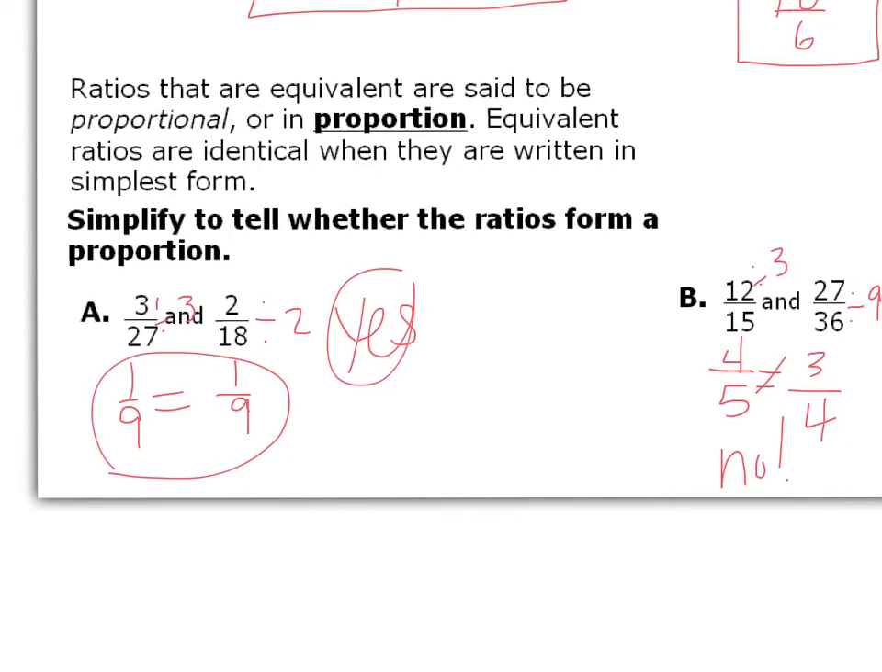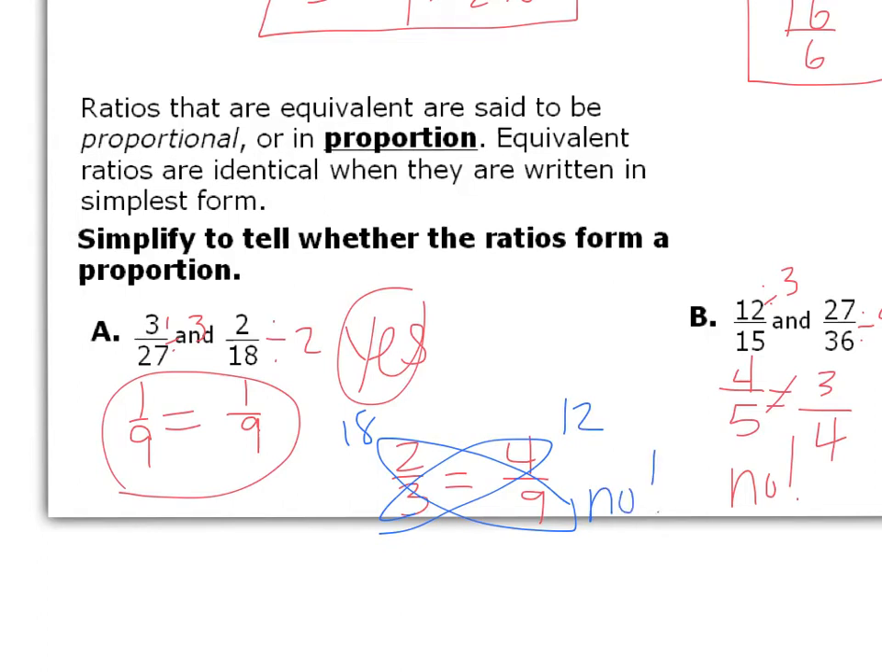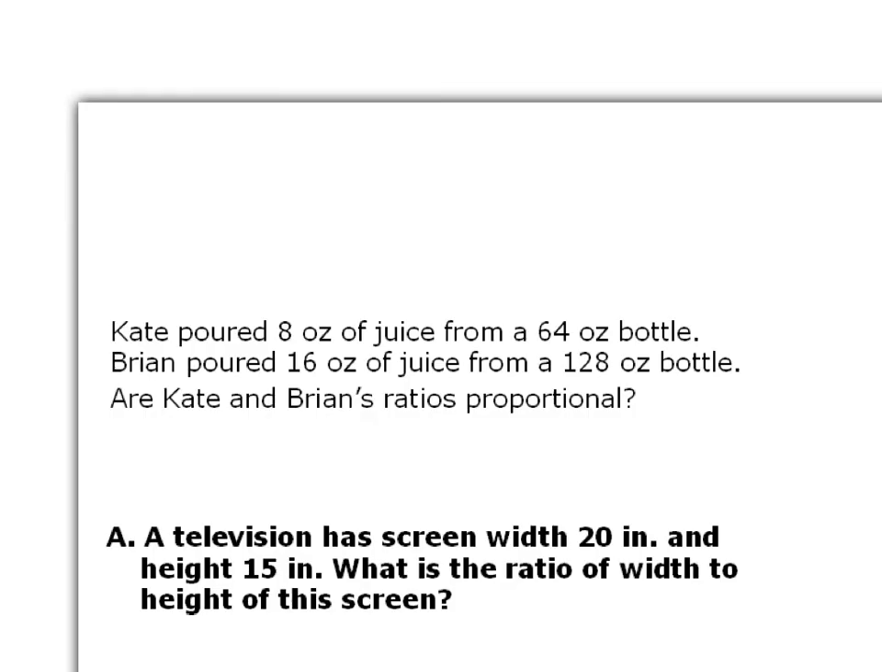Okay, so you could also do this. 2/3 equal to 4/9. What you do is you cross multiply. 2 times 9 is 18, 3 times 4 is 12. Those are not proportional. Okay, if you do 2/3 and 6/9, cross multiply, you get 18 and 18. Those are proportional. So whichever way works best for you is fine.